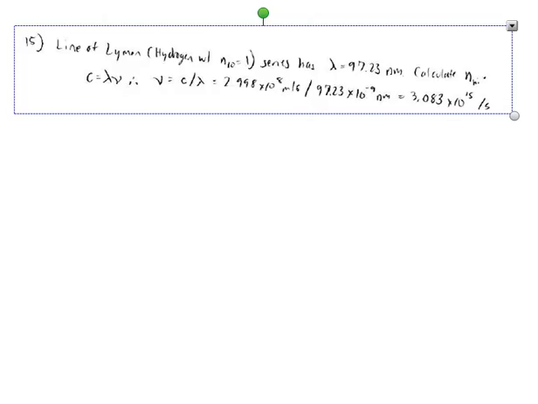You are asked to consider in problem number 15 a line that's on the Lyman part of the hydrogen spectral series, and that means n low equals 1. You're told that the wavelength is 97.23 nanometers and asked to figure out what the high energy level is from this. So given that wavelength, you can find the frequency, which is a little bit easier to deal with for the next part here. You do a little algebraic rearrangement with c equals lambda nu and find that the frequency is 3.083 times 10 to the 15th hertz, or per seconds.